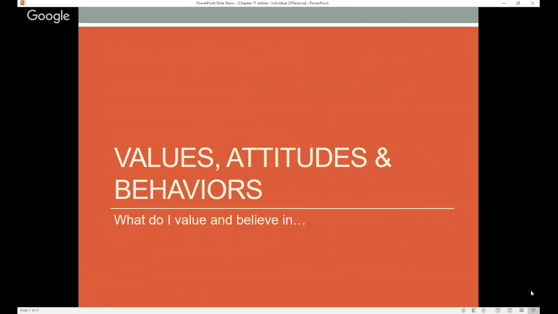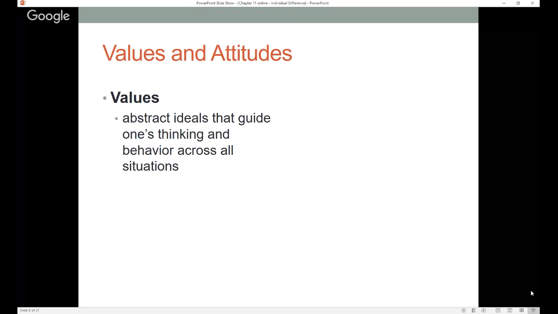The next aspect of how individuals are different is on values, attitudes, and behaviors. Pretty much measuring what do I value and what do I believe in. So, what are values? Well, values are these abstract ideals that guide one's thinking and behavior across all situations, right? These present as lifelong patterns.